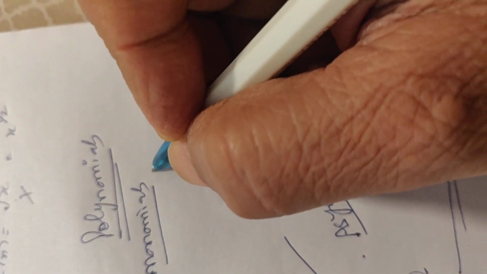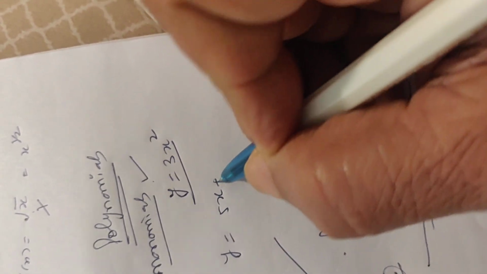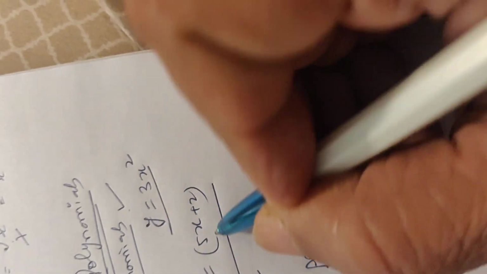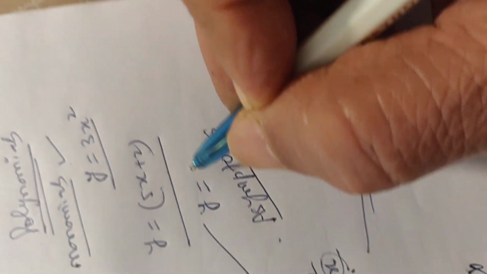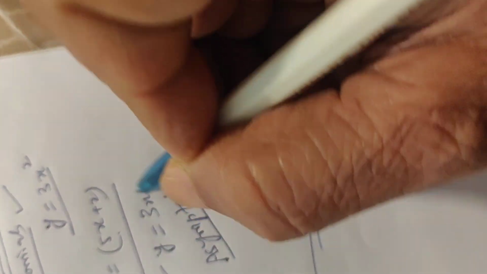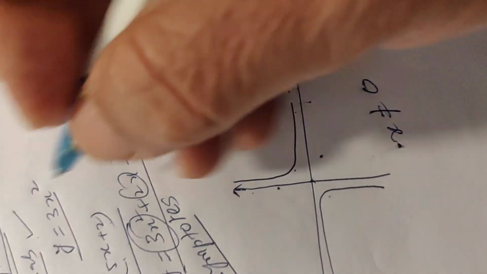If in an equation there is only one term, we call it a monomial. As I took this example, y is equal to 3x square, it is a monomial. And if we have two terms, 5x plus 2, it has two terms, and this is known as a binomial. And if you have three terms, maybe 3x square plus 2x minus 2, so it has three terms, term 1, 2, 3, so it is a trinomial.